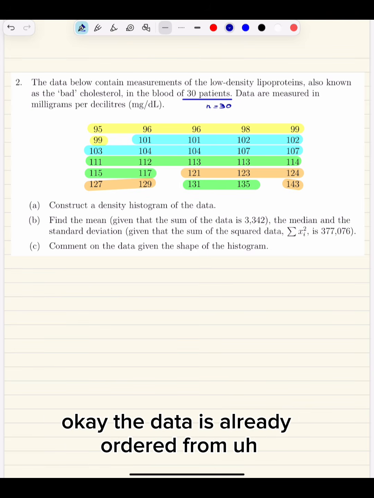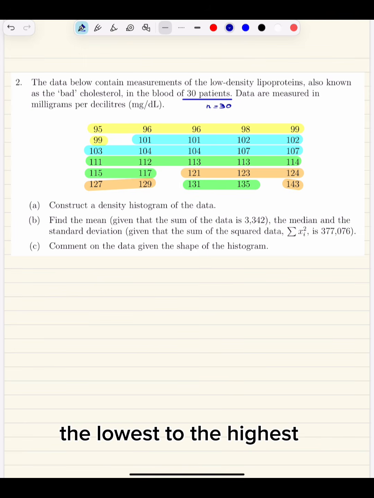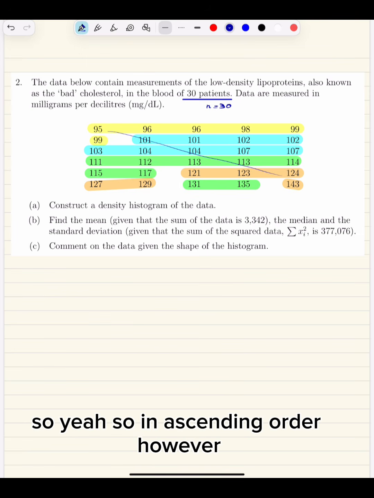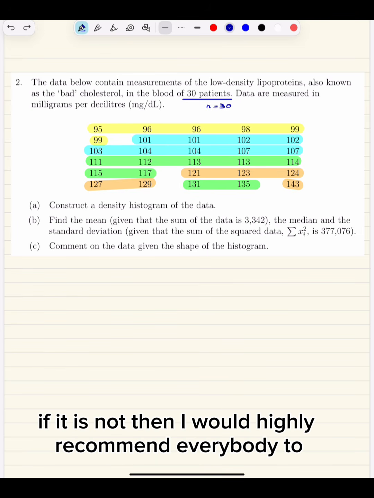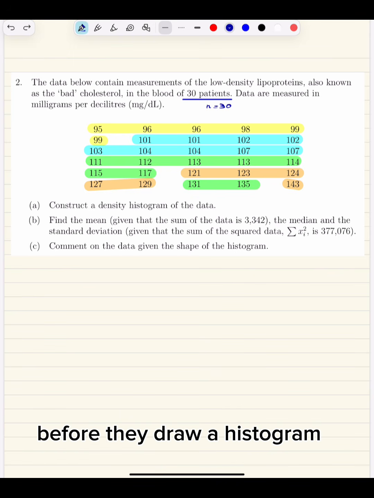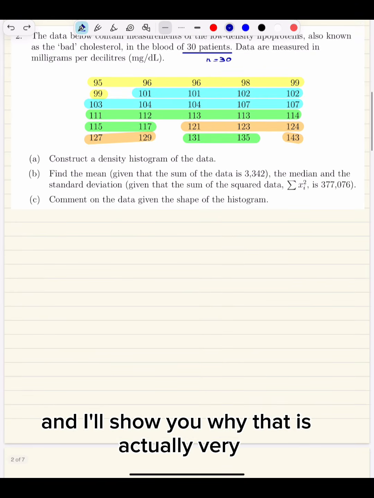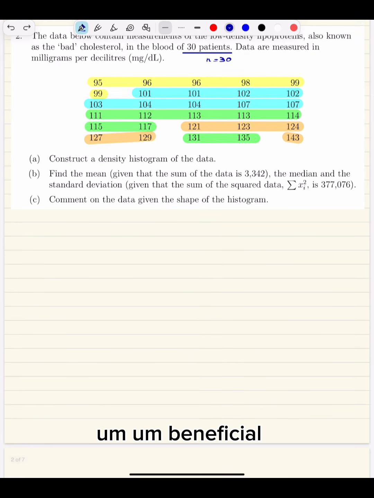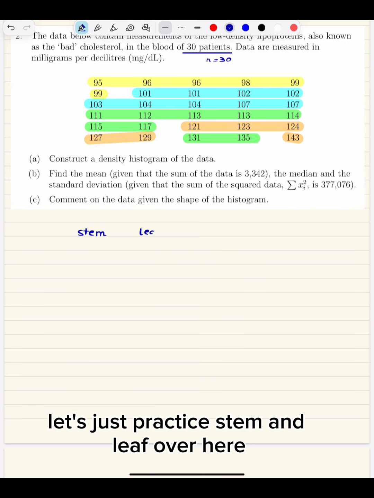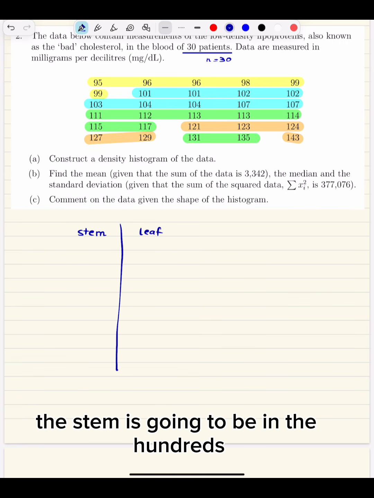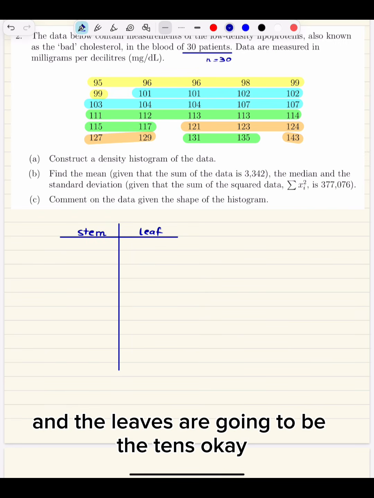Okay, the data is already ordered from the lowest to the highest, so in ascending order. However, if it is not, then I would highly recommend everybody, before they draw a histogram, to draw a stem and leaf. And I'll show you why that is very beneficial. Let's just practice stem and leaf over here. The stem is going to be in the hundreds and the leaves are going to be the tens.